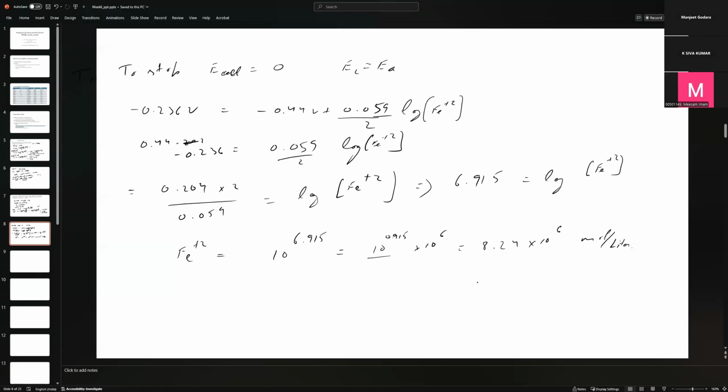Slightly different from the solution. Maybe it took 0.03 instead of 0.05. Yes, yeah, that's what we're getting.